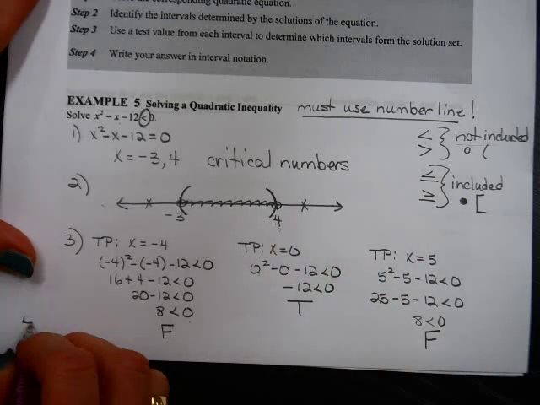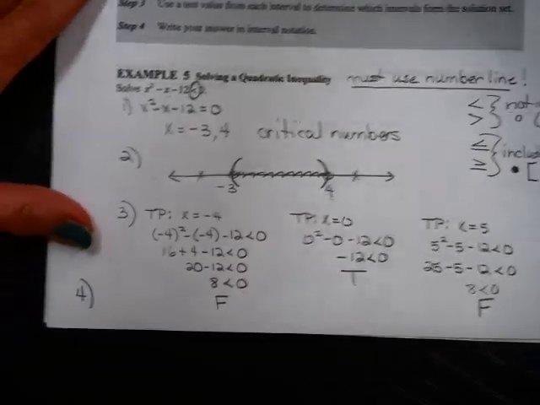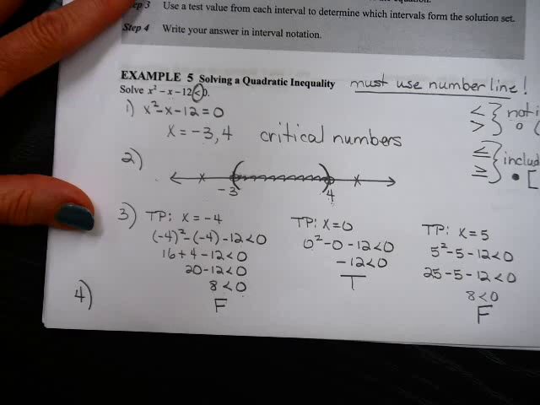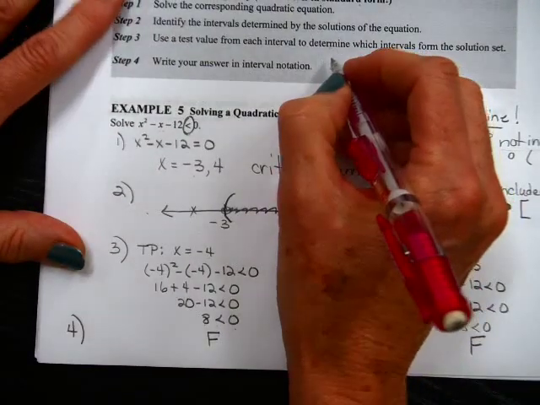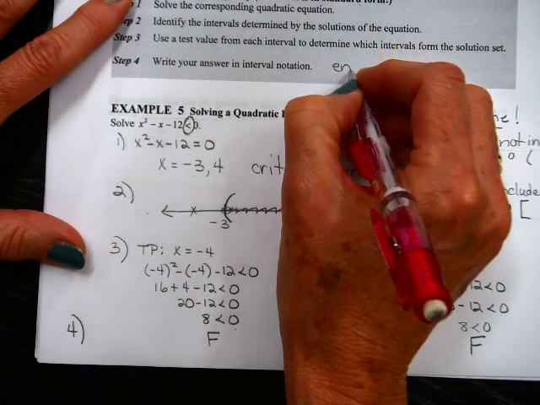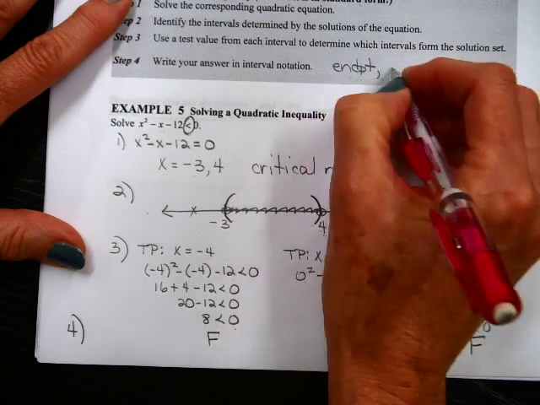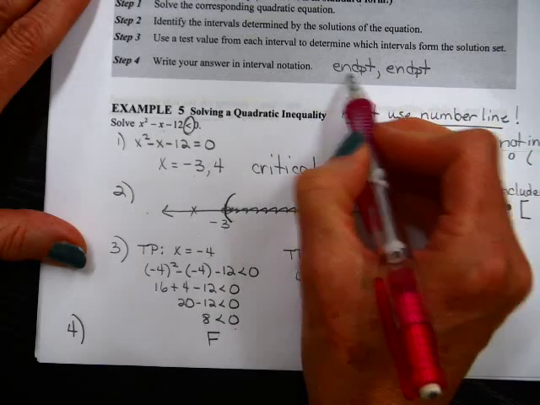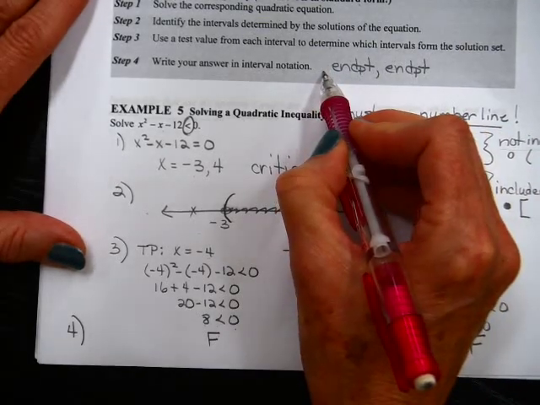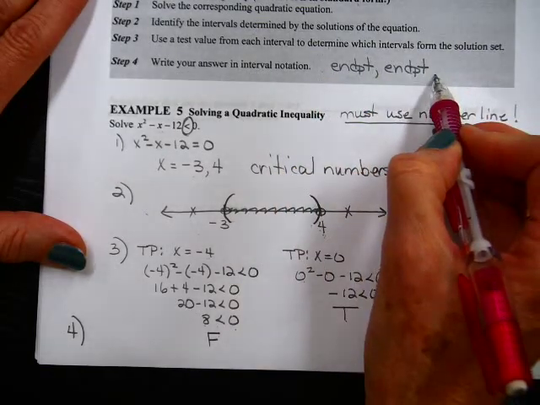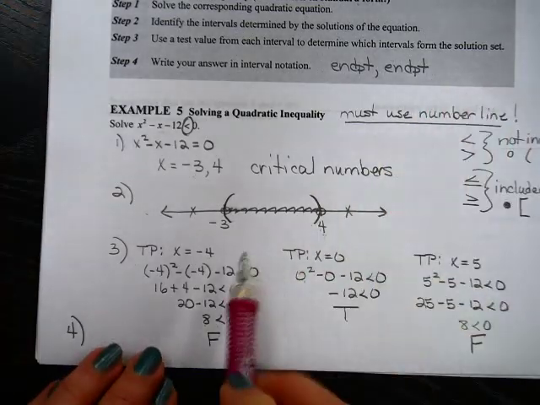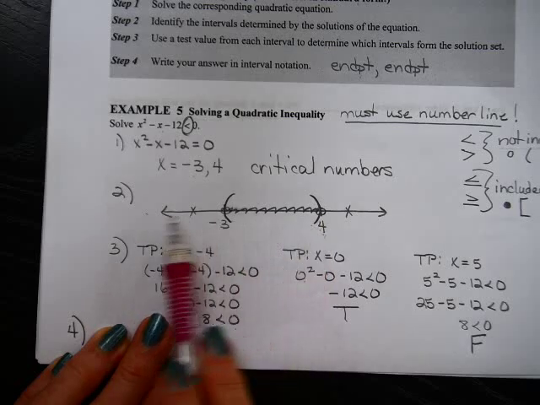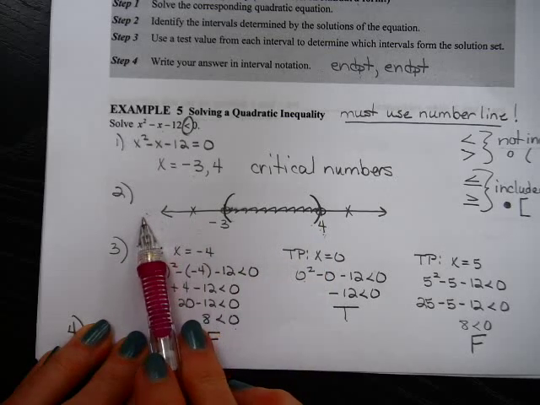Now the last thing we have to do for our solution set is write it in interval notation. Now interval notation is written from one endpoint to the next endpoint of your solution set. You put either a parentheses or a bracket right here, and a parentheses or a bracket right here, and it is written the way it is on a number line. So we'll start on the number line from left to right.